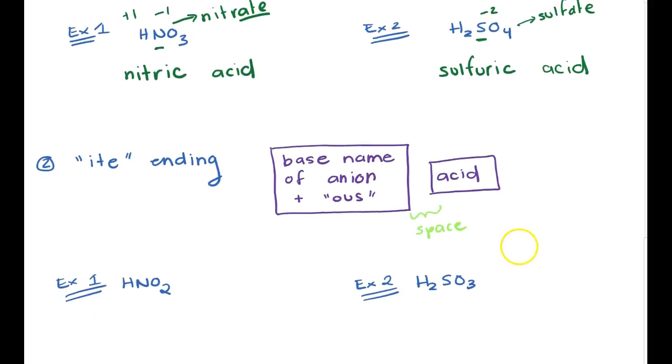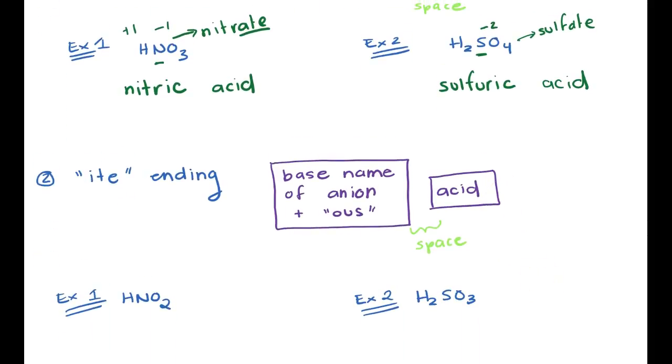Okay, so for comparison's sake, let's choose 2 that are very similar. This is going to be nitrite. Our base name is still nitr, but we have ous because we have ite as the ending, and we add acid. Again, we know that nitrite has a -1 charge, so it's balanced out with the +1 charge of the hydrogen. So our formula makes sense.